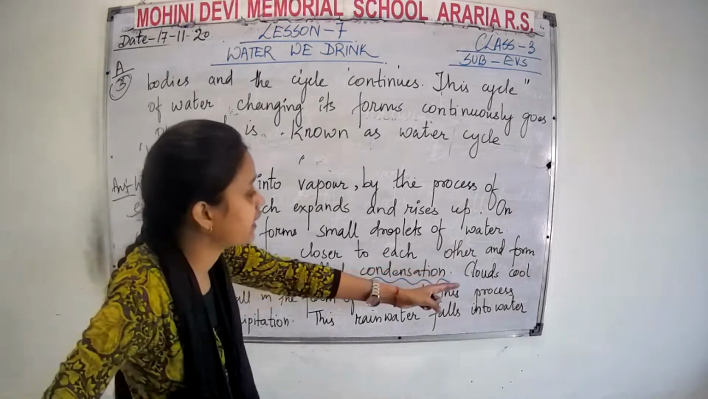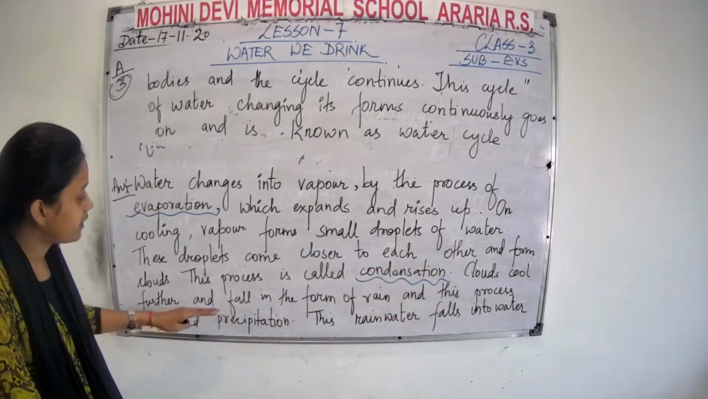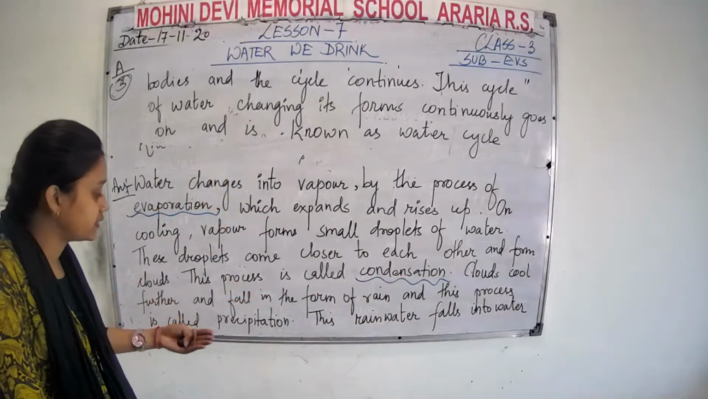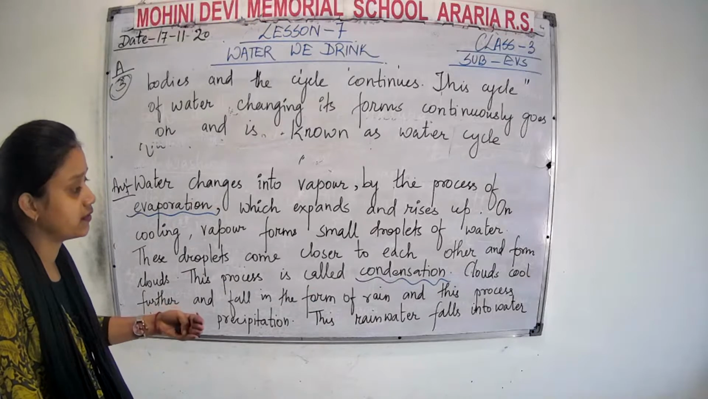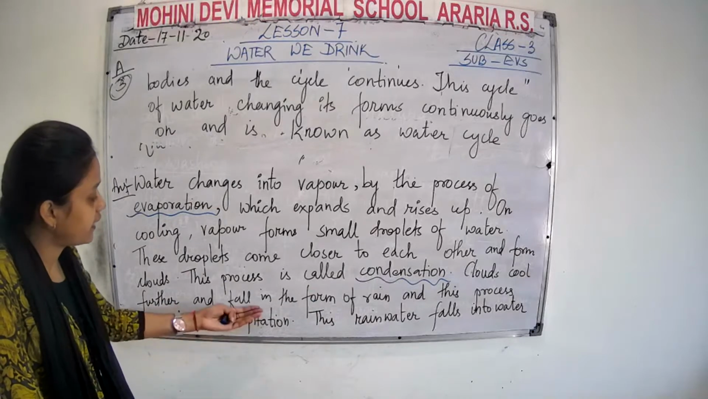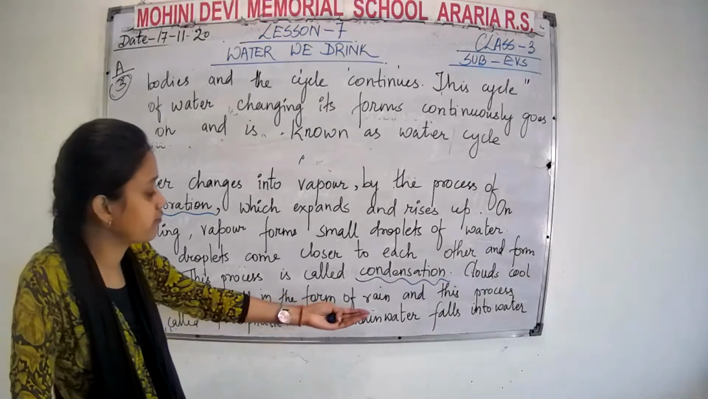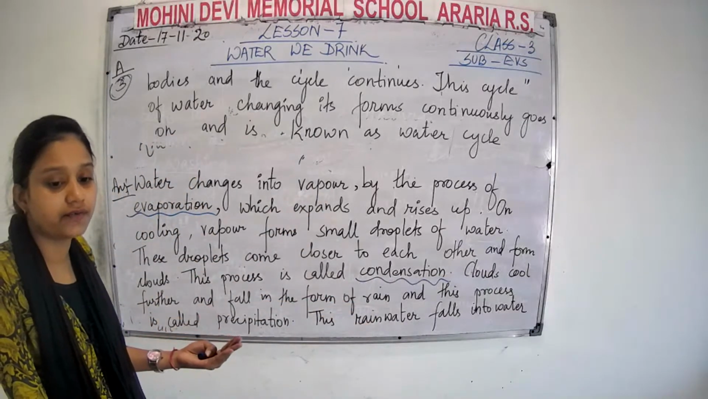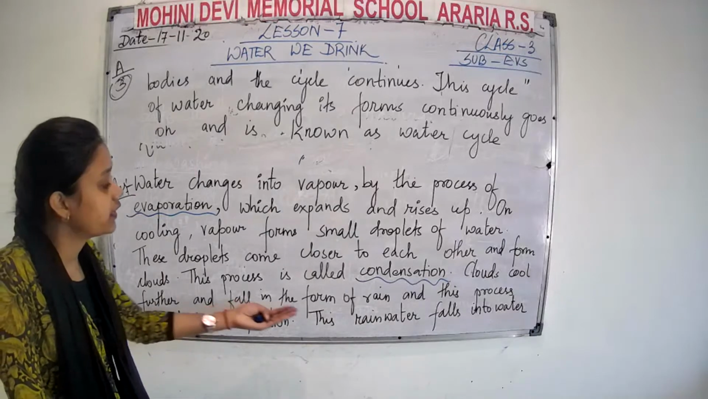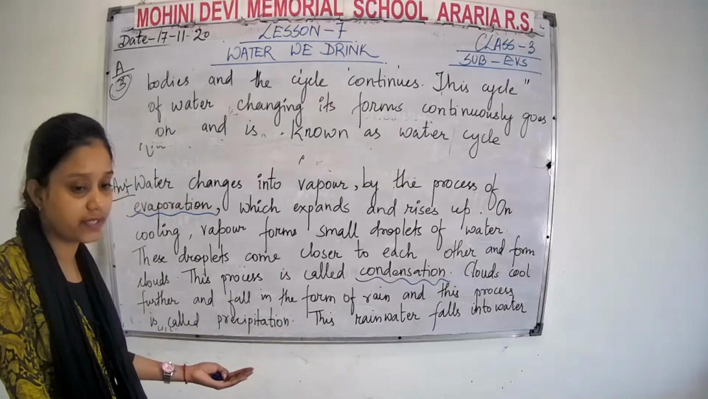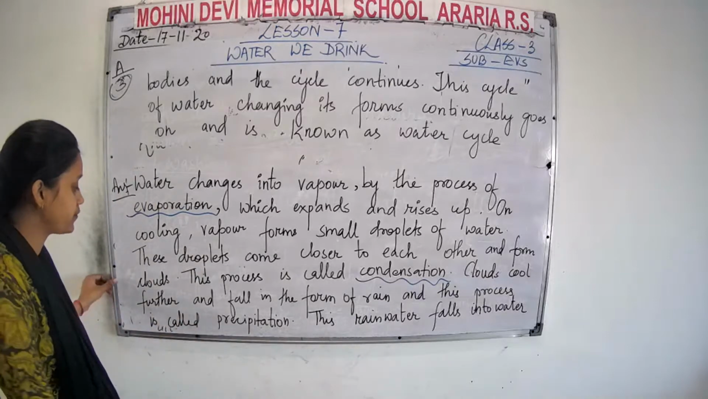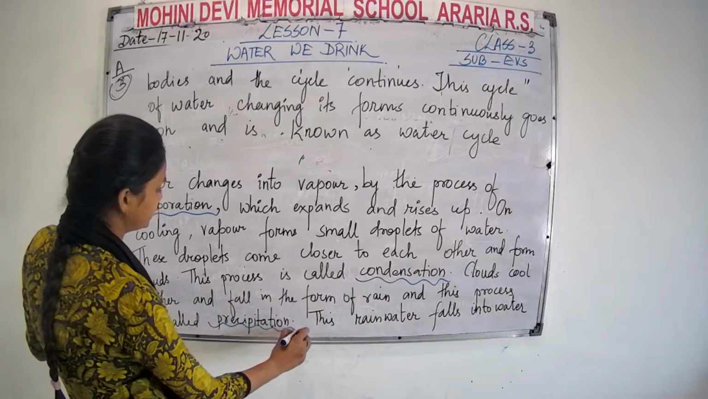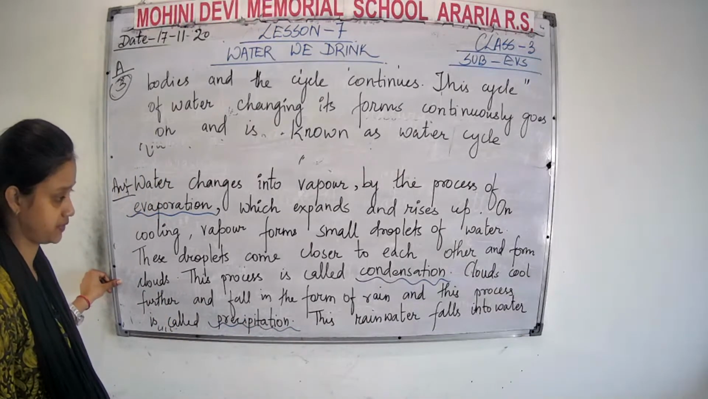Now what happened? Clouds cool further, they are cooled down again and they fall on the earth in the form of rain. So when rain will fall, where will rainwater go? It will go into various water bodies. It will fall on land. When the rain falls down on the earth, this process is known as precipitation.